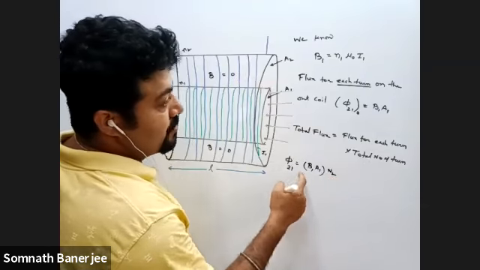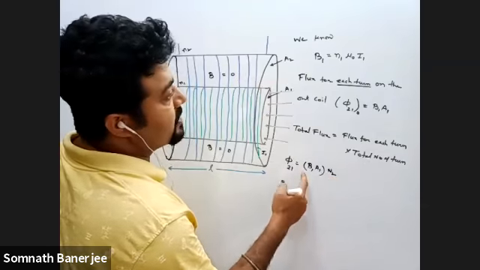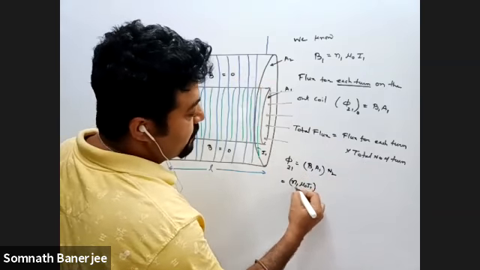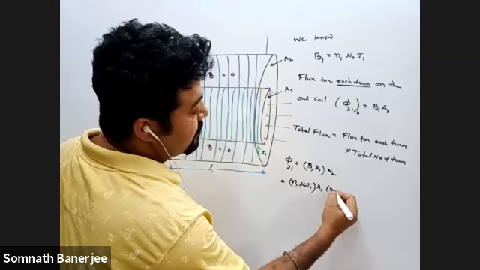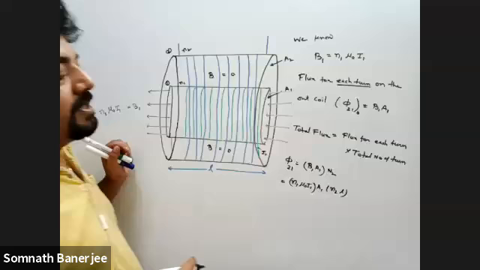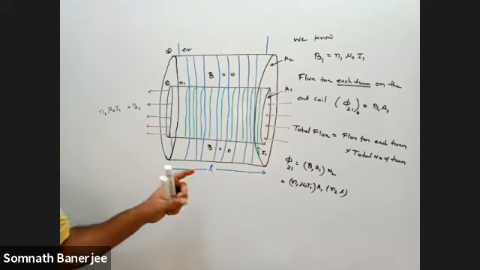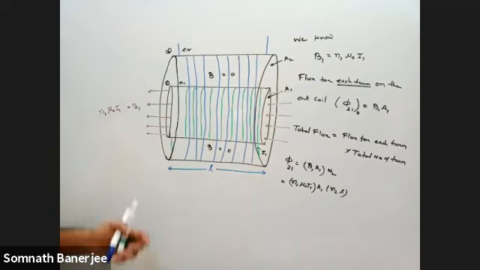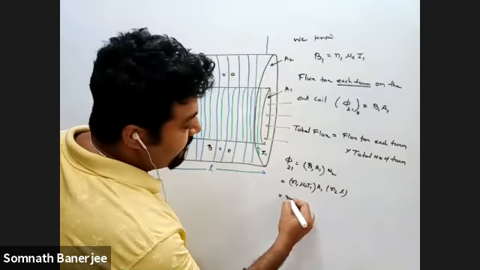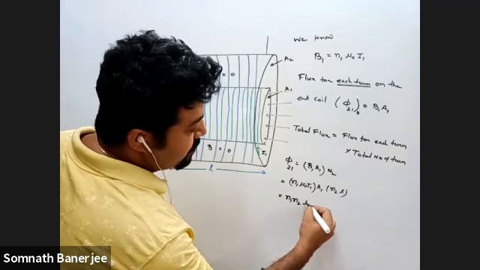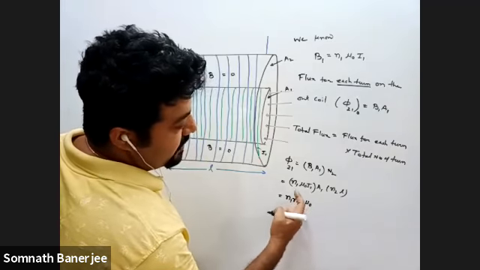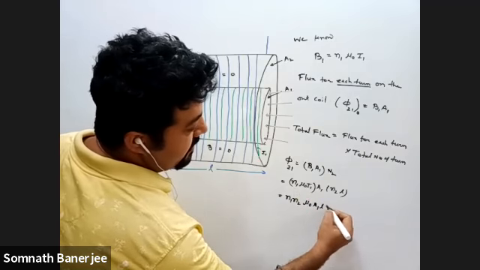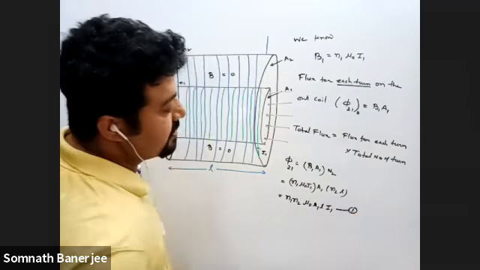Now if we put the values, B1 is how much? B1 is N1 mu naught I1. What about A1 and what about N2? N2 is n times L. See, the total number of turns is the number of turns per unit length into length. L is the length of the solenoid. So overall what you have, N1 N2 mu naught A1 L I1. Let it be equation number 2.